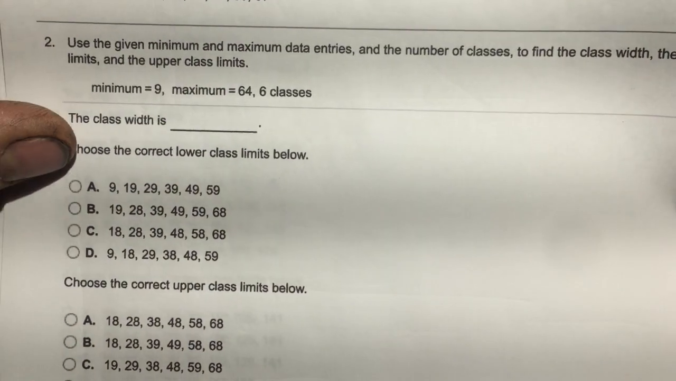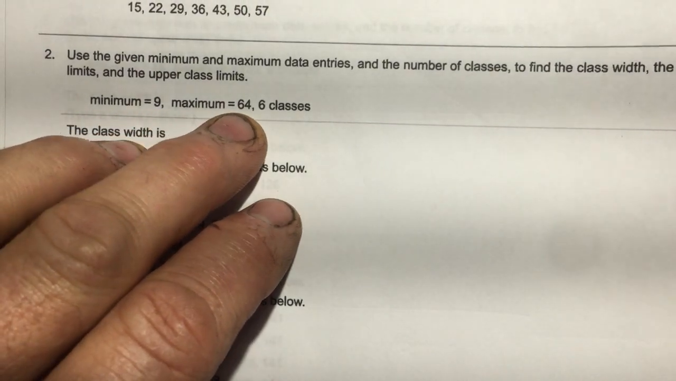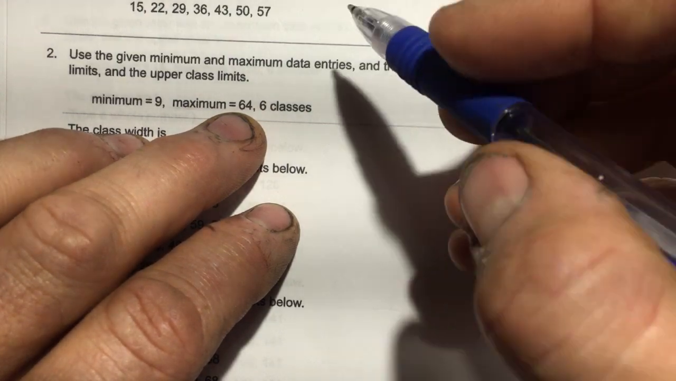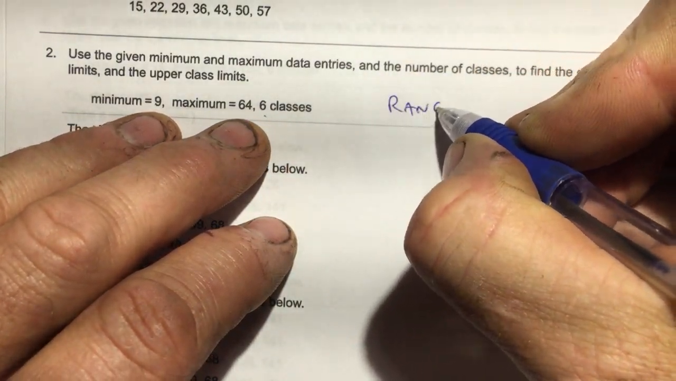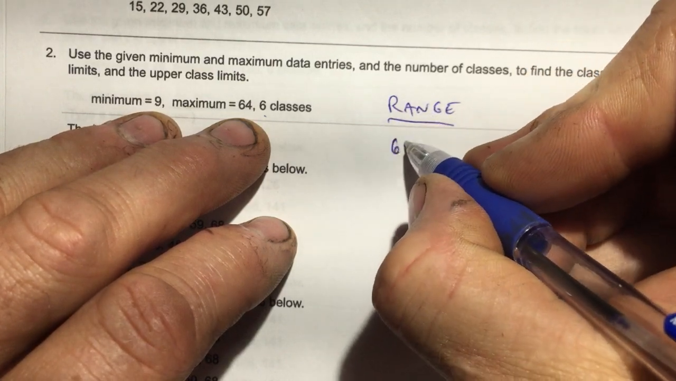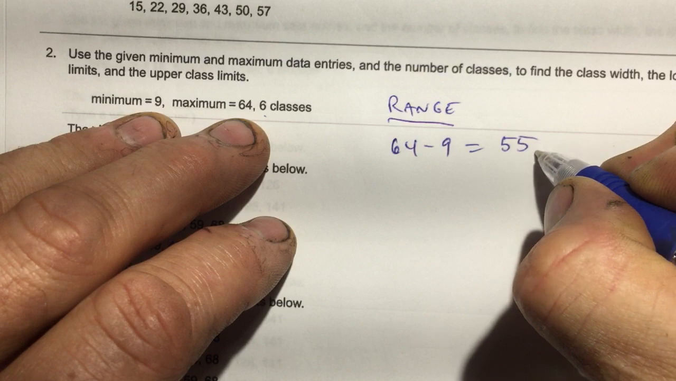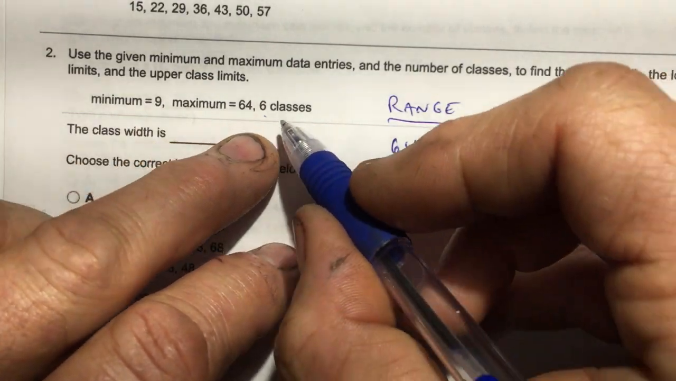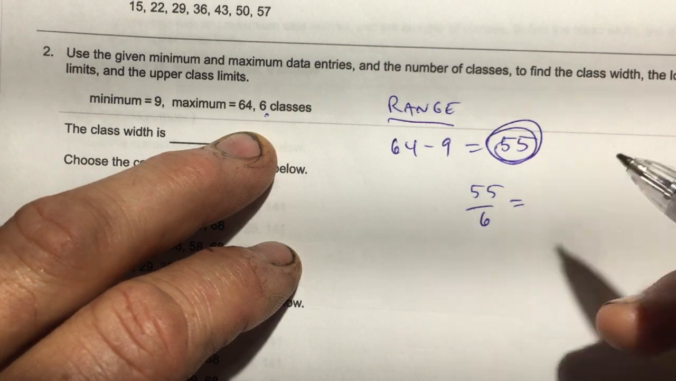All right, so here's another one, number 2. The minimum's 9, the maximum's 64. And there are 6 classes. So I do my range. My range is going to be 64 minus 9, which is 55. All right, there's my range. I want 6 classes, so I do 55 divided by 6.